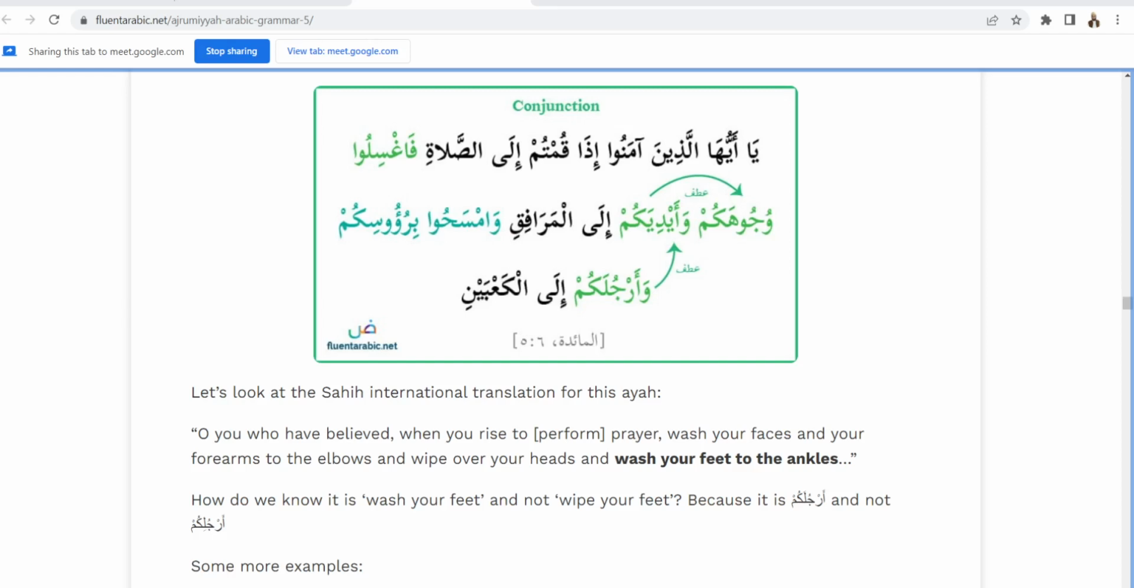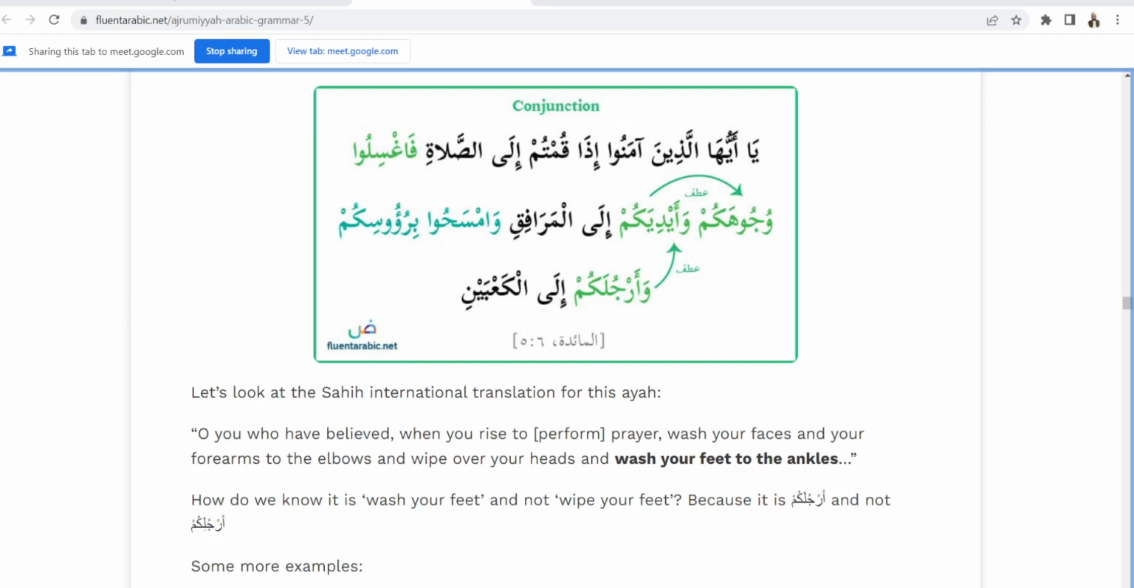and not وامسحوا برؤوسكم, because the harf jar ba separates it. Otherwise, it would have been arjulikum, but Ahl Sunnah don't follow that riwayah of recitation.